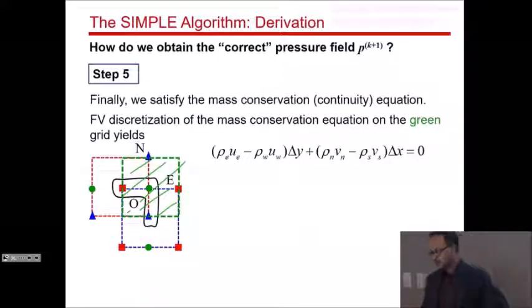So if I write down the finite volume formulation for the continuity equation at steady state, this is what we get. You already know this: rho east u east minus rho west u west times delta y, plus rho north v north minus rho south v south times delta x. Basically, eastern face times the area minus western face times the area plus northern face times the area minus southern face times the area. The delta x and delta y in this case represent areas.